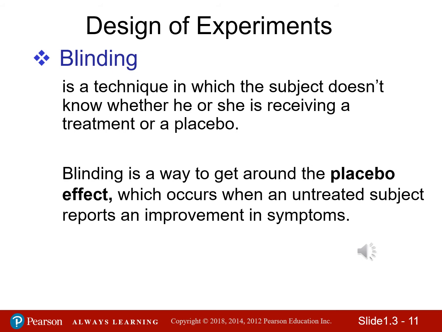Blinding is a technique in which the subject does not know whether he or she is receiving a treatment or a placebo. Blinding is a way to get around the placebo effect, which occurs when an untreated subject reports an improvement in symptoms. Conducting blind experiments removes the bias of the research subjects and sometimes of the researchers themselves, thereby helping to avoid biases in our results.